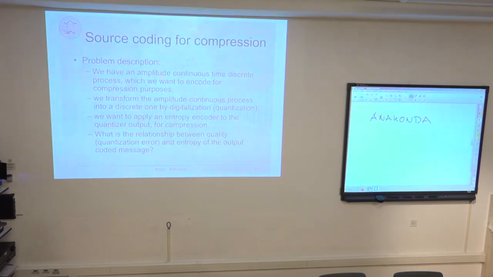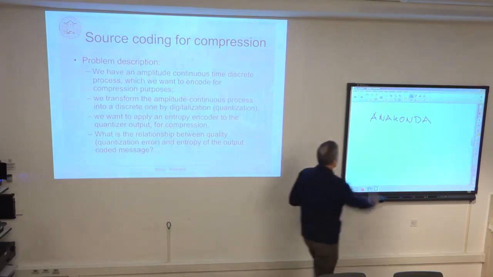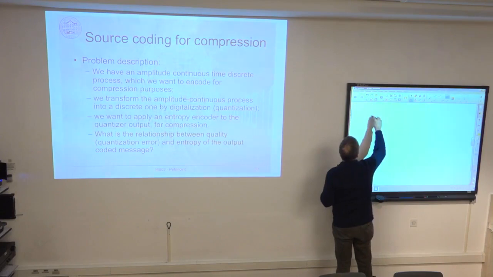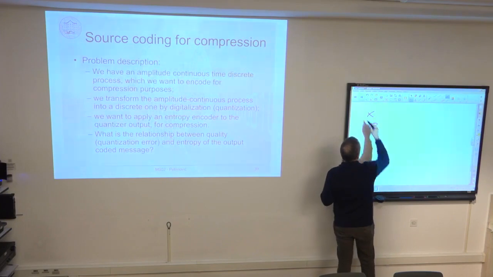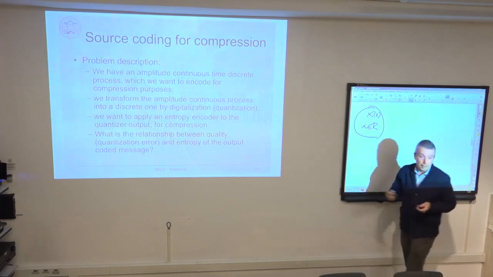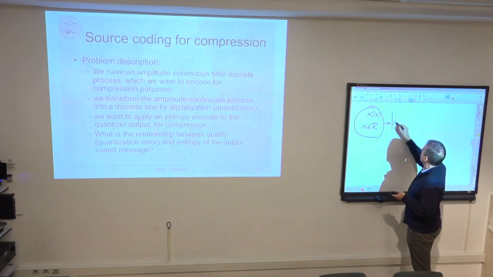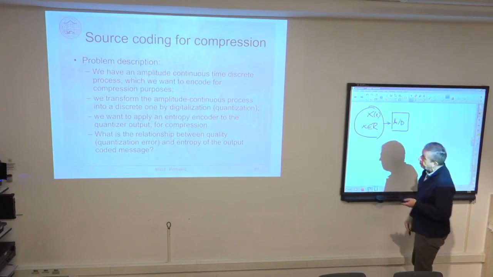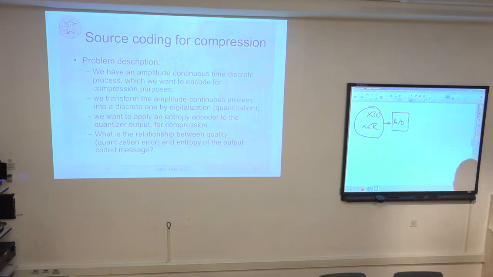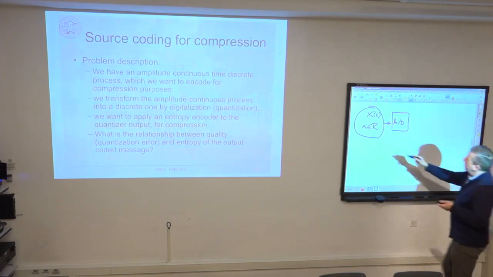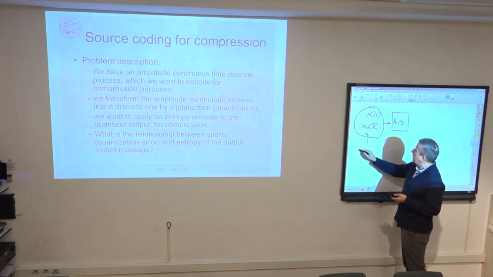So the problem description. We have some kind of amplitude continuous time discrete process that we want to encode for the purposes of compression. So this is some process X, and this is X real valued process. That is our input. It might be, for example, time signal, but it doesn't have to be time signal, doesn't matter. So this is then forwarded to the AD conversion that does the quantization. And normally this will be time discrete process.